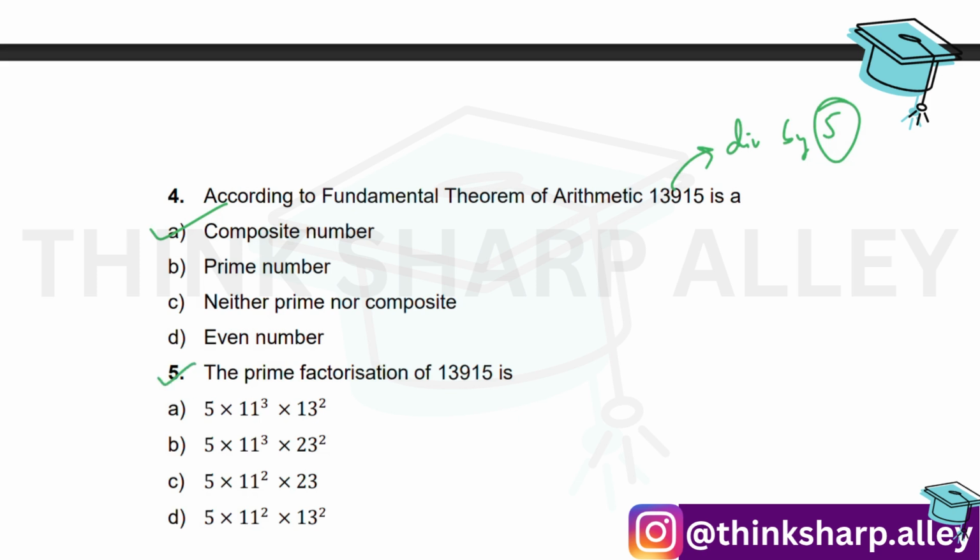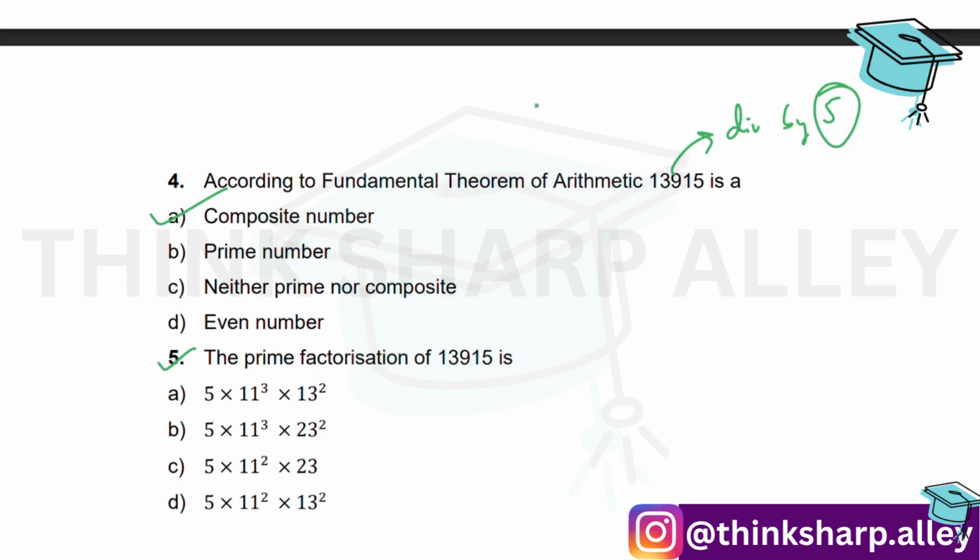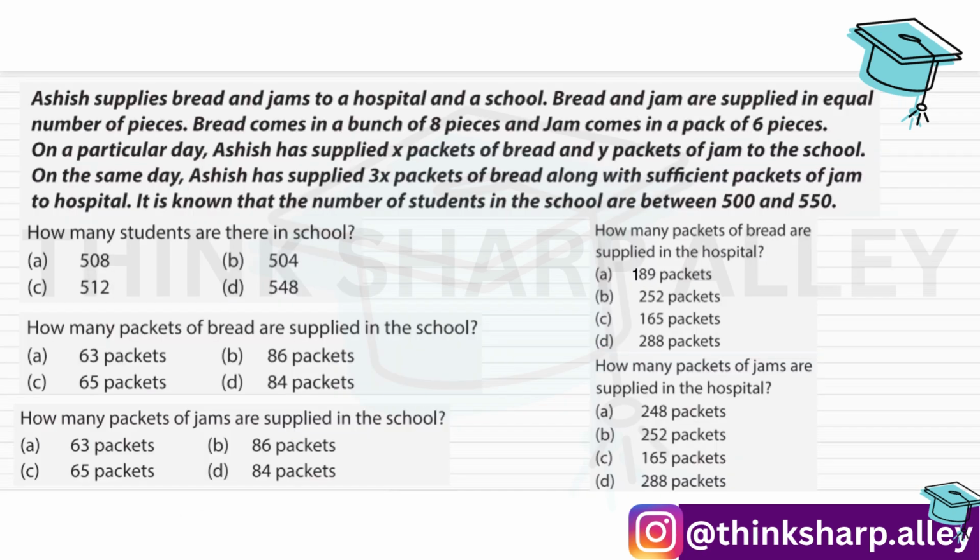And the last question that we are going to discuss is a high level question. So let's move on to that. Case study number 4. Ashish supplies bread and jam to a hospital and a school. Bread and jam are supplied in equal number of pieces. So this is an important piece of information. Remember this. Bread comes in a bunch of 8 pieces and jam comes in a bunch of 6 pieces. So on a particular day, Ashish has supplied X packets of bread and Y packets of jam to the school.